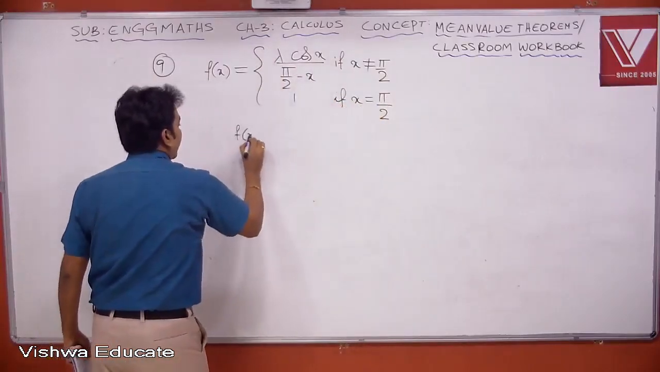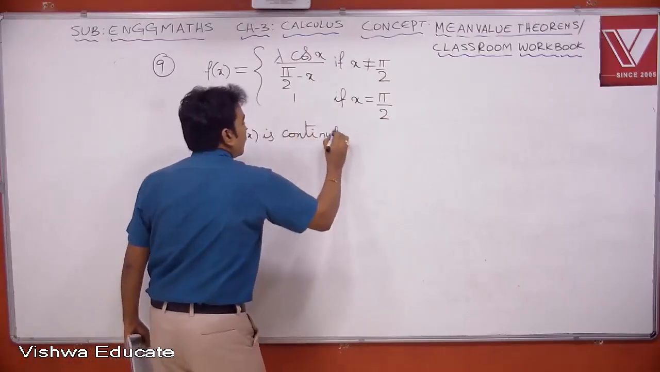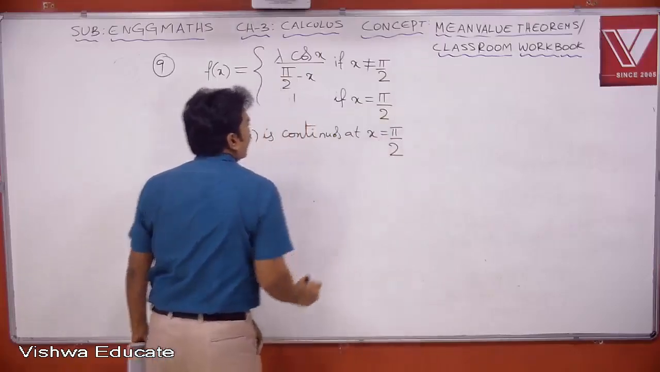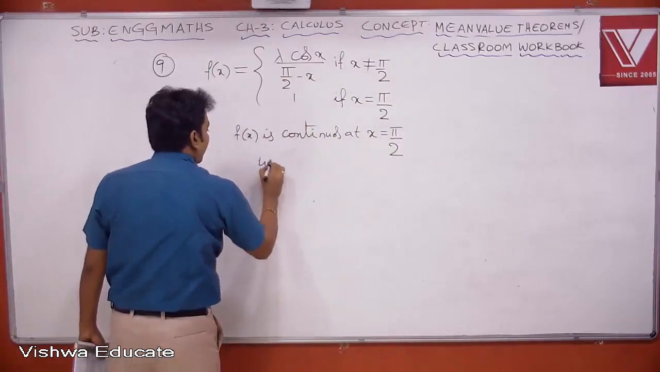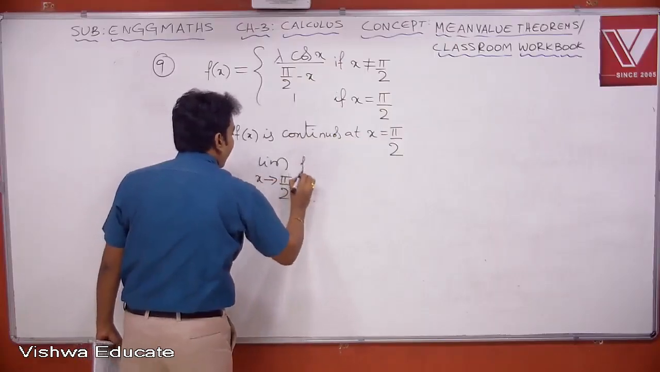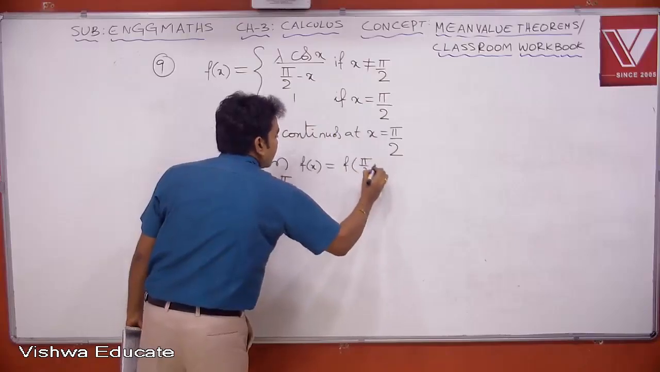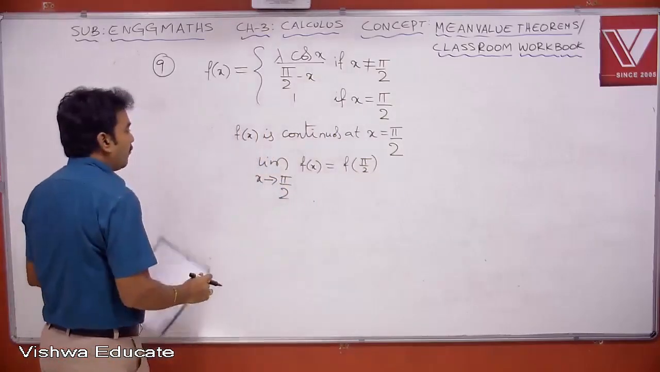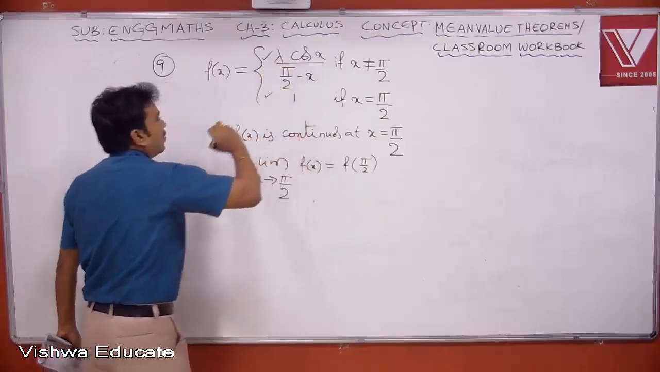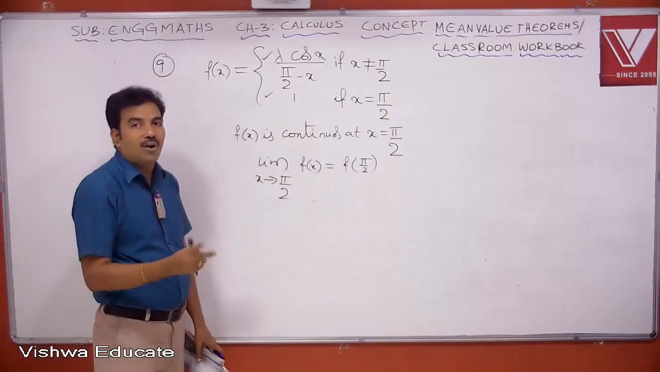Now we need to find the value of lambda for which this is continuous at pi by 2. It is given that f of x is continuous at x equal to pi by 2. Now since it is continuous at pi by 2, limit x tends to pi by 2, f of x equal to f of pi by 2. Here the function takes multiple forms, but in this case it is not required to evaluate both LHL and RHL.